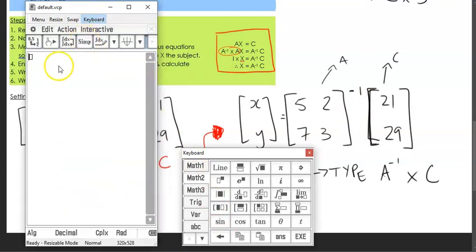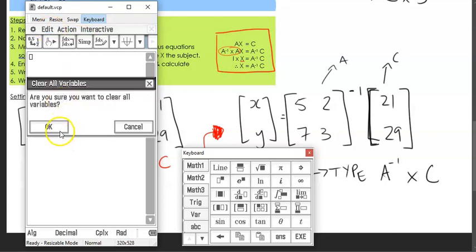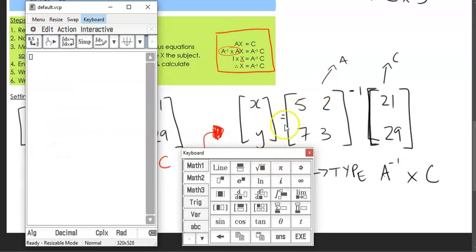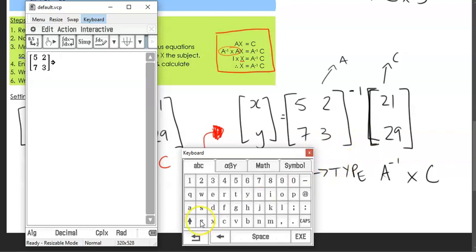So let's get our matrix out. Now, just a protocol, default setting: always go edit and clear all variables. Clear all variables just makes sure that anything that's established as an X or Y or whatever you've used has been cleared. And if you have a full screen, edit and clear all. Okay, let's put 5, 2, 7, 3 as a matrix. Put the matrix in, establish that, and we're going to put that as A. Execute that, and now the calculator knows that is A.